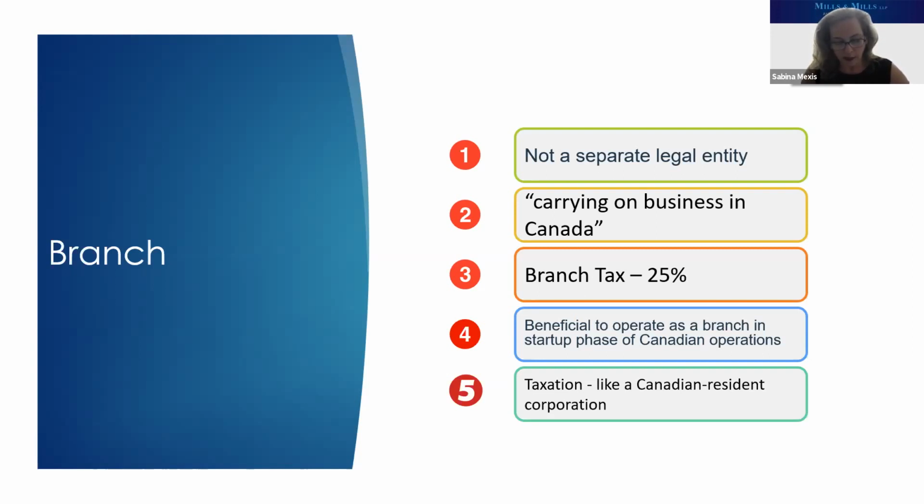This branch tax is levied on the after-tax business profits of a non-resident foreign corporation who is carrying on business through a branch. Tax treaties may reduce the branch tax payable by a permanent establishment of a non-resident company to 5%. The branch tax is intended to approximate the Canadian withholding tax that would have been paid on dividends paid by the Canadian resident subsidiary to its non-resident parent. So that's the role of the branch tax. That's why it is levied. And again, it may be reduced by treaty to as little as 5%.